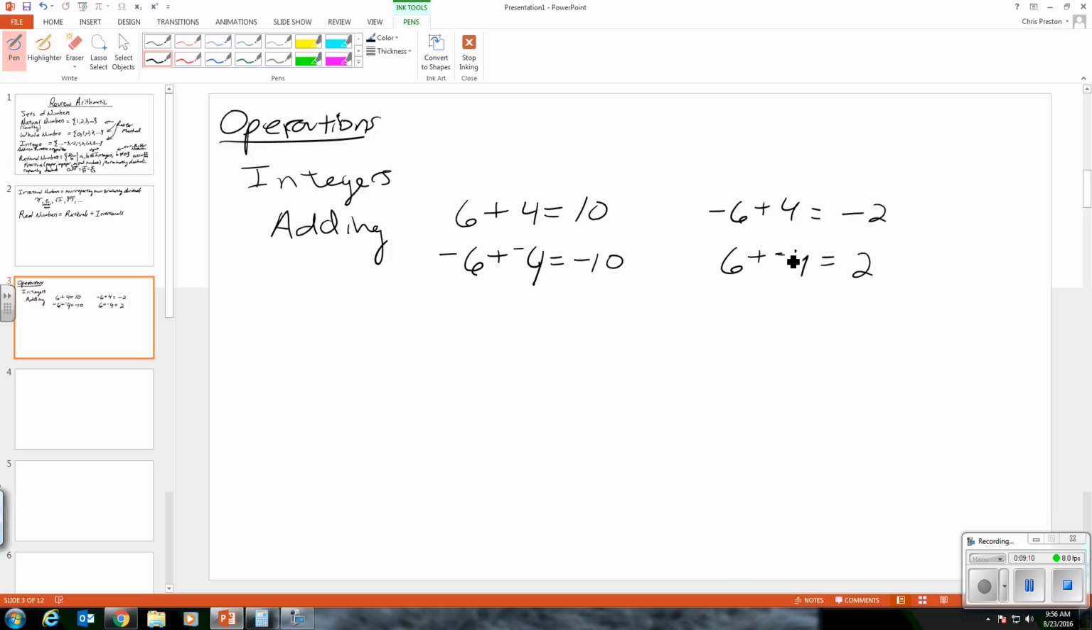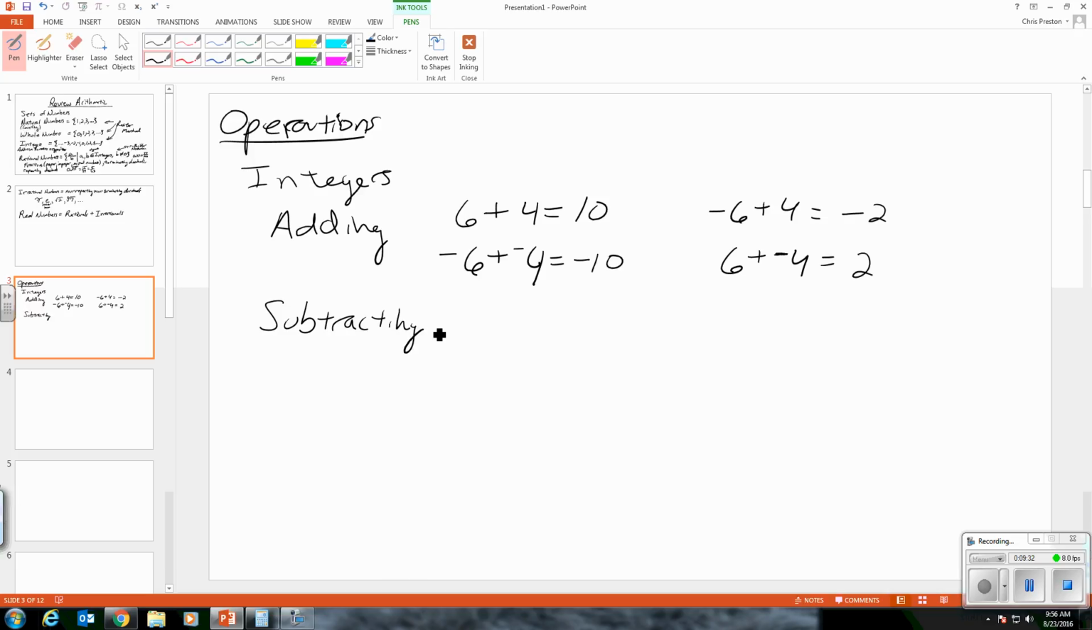If you ever watch like football or something, you kind of have an understanding of this. You lose 6 yards, and then on the next play you gain 4 yards. You're still down 2 yards. You gain 6 yards on the first play, and then you lose 4 yards. You're up 2 yards. Whereas if you lose 6 yards, and then you lose 4 yards, now you're down 10 yards. So you kind of have an idea how that works.